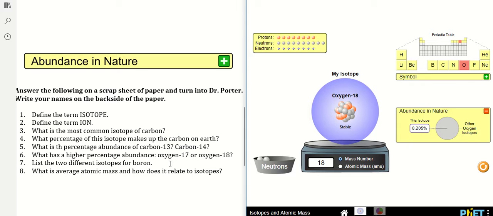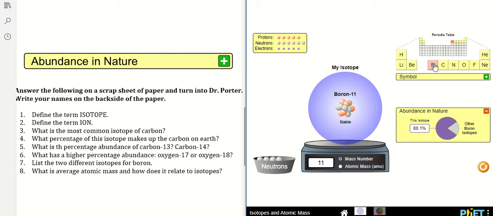What are the 2 isotopes for boron? Click on boron. I can clearly see boron 11 has a percentage, so that's 1 isotope. If I add a neutron, hey, look, there's 0% boron 12. This doesn't exist. Let's try taking away a neutron. Hey, look, boron 10. There's 19.9% boron 10. The 2 isotopes of boron are boron 10 and boron 11.